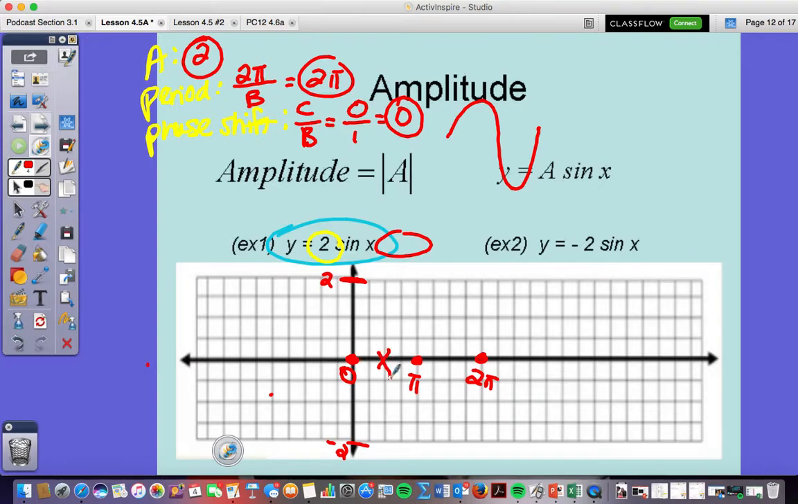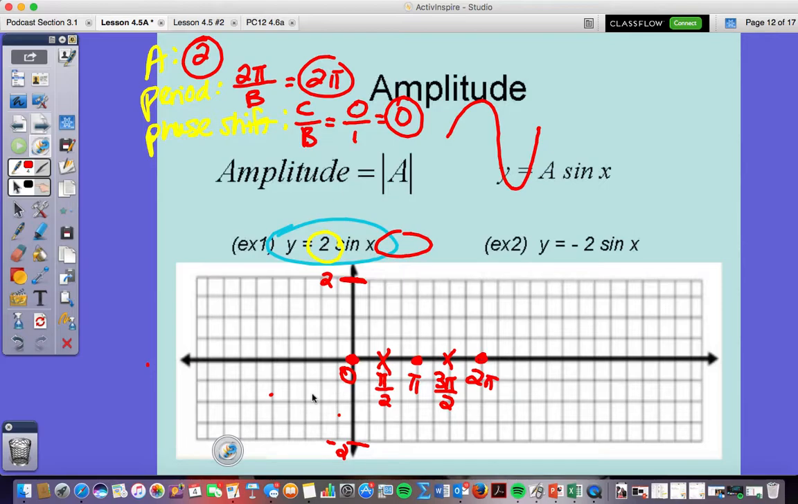What would be the quarter point here? Pi over 2. Good, Mason. It's halfway between. What would this be? 3 pi over 2. Good. So I've got my points as dots, and my quarter points as x's. This is just what I've done. You have other things you do, and that's fine.